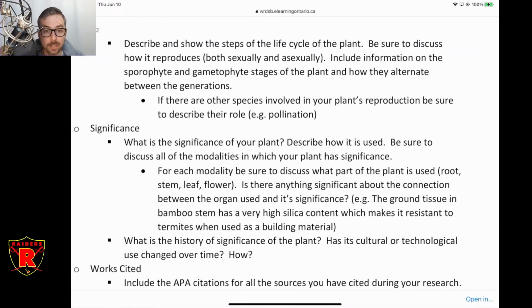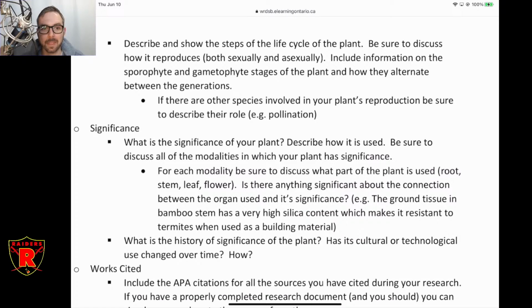Tell me about the life cycle of your plant. So how does it reproduce? Is it only sexually reproducing? Is it only asexually reproducing? And keep in mind, as we're going through some of this stuff right now, we haven't covered sexual and asexual reproduction in plants. That's the last topic of the unit. And so if you're like, I don't know anything about the ways that plants could reproduce, that's fine. You don't have to do this part right now. We are going to talk about that stuff later, so you can incorporate it.